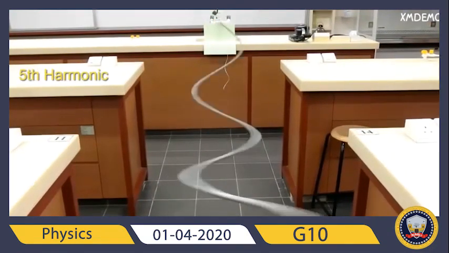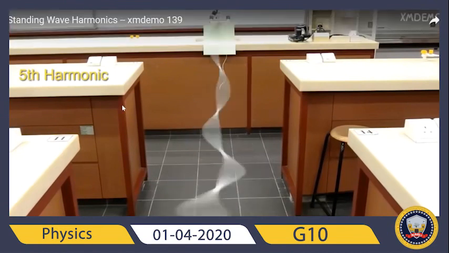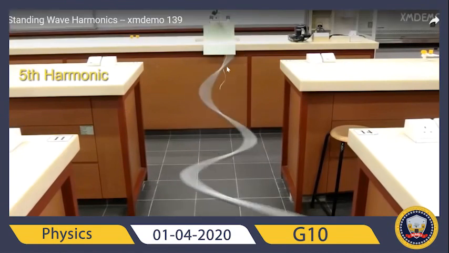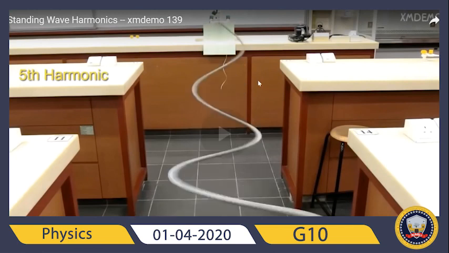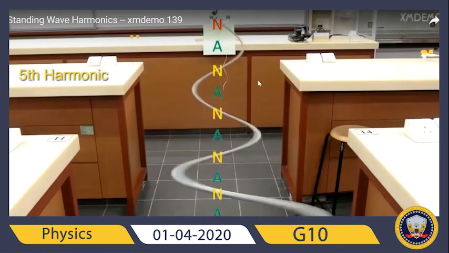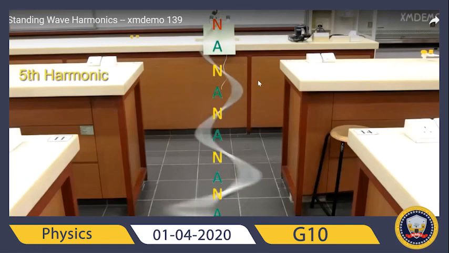By the way, fifth harmonic, fifth means five ones. Let's count together: 1, 2, 3, 4, 5. Five antinodes. So that's why it's called the fifth harmonic. This is called a standing wave. Again, back again.